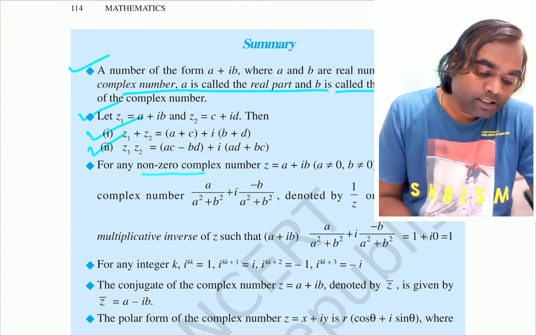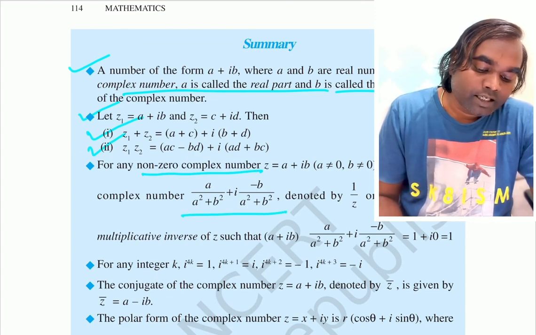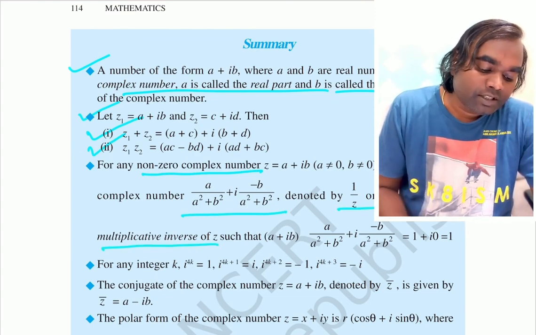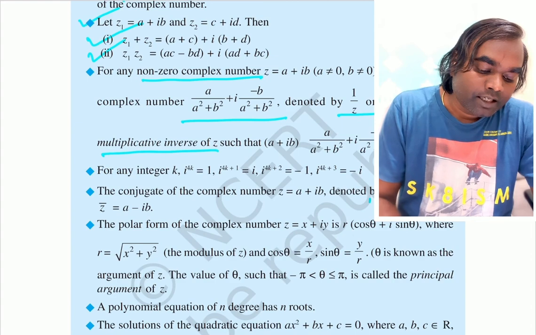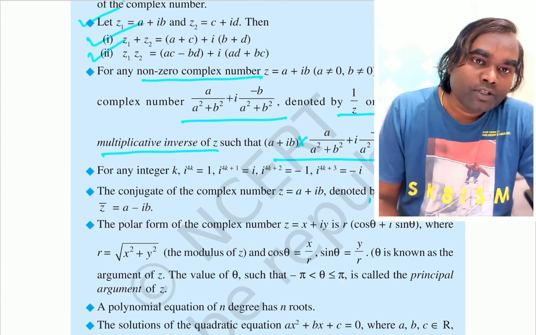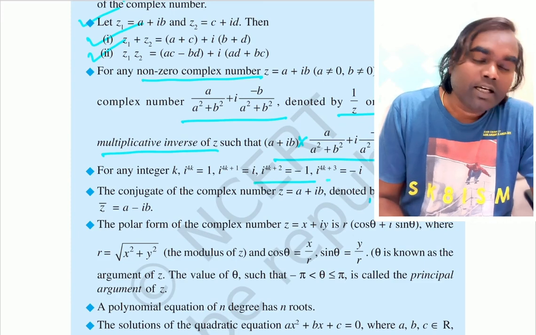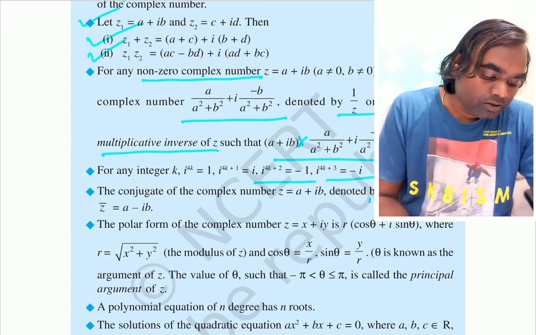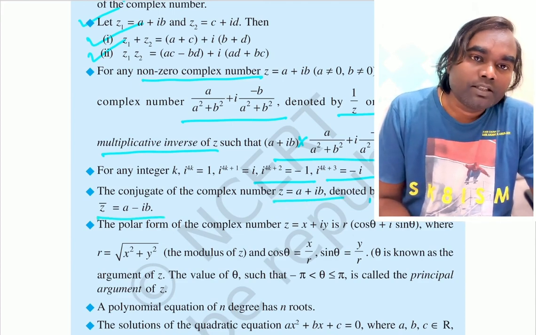For any non-zero complex number, there exists a complex number of this form, called the multiplicative inverse of z, such that a plus ib into this is equal to 1. For any integer k, i to the power 4k is equal to 1, i to the power 4k plus 1 is equal to i, i to the power 4k plus 2 is equal to minus 1, and i to the power 4k plus 3 is equal to minus i. The conjugate of the complex number z equal to a plus ib is given by z bar equal to a minus ib.